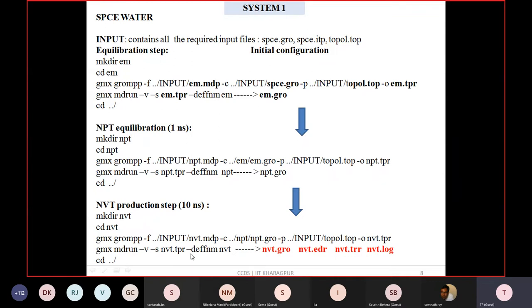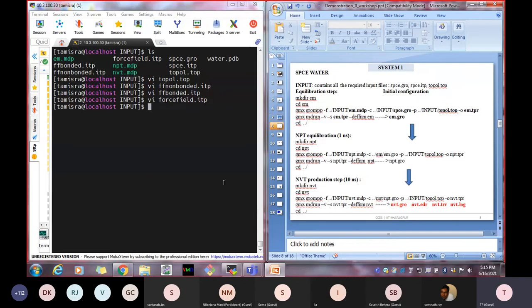Once we have this, then we can just run it for the time period given here. We have used 10 nanoseconds, and it takes some amount of time. And we give the file names with NPT, and these are saved in the folders. So let's see.